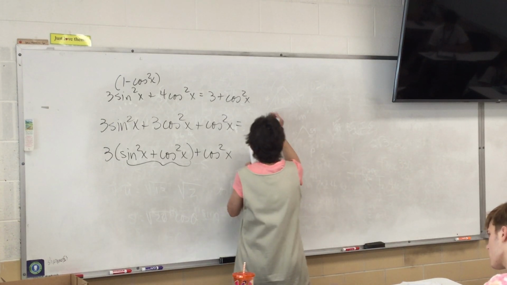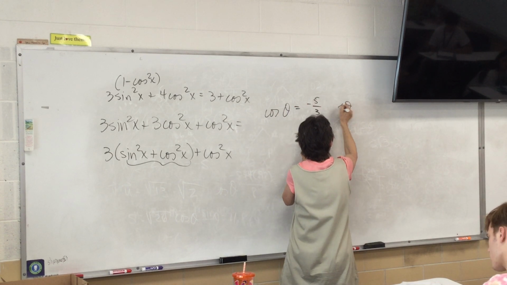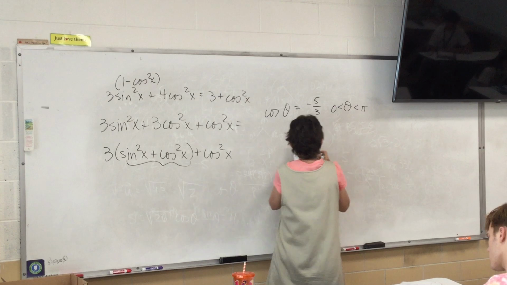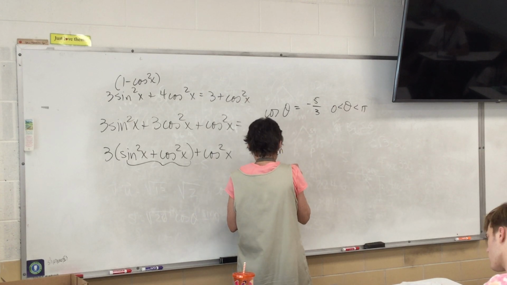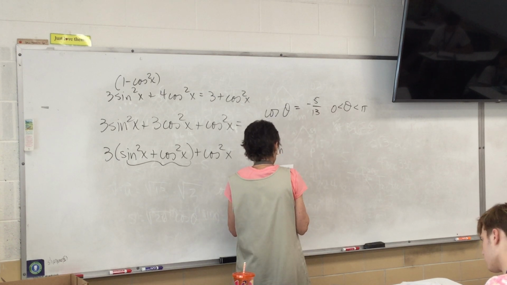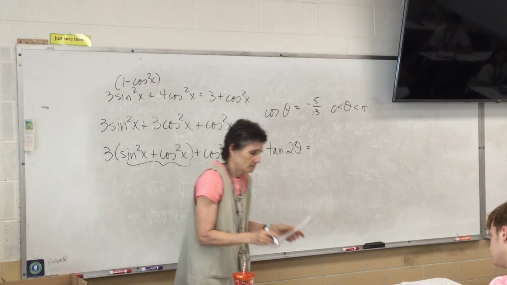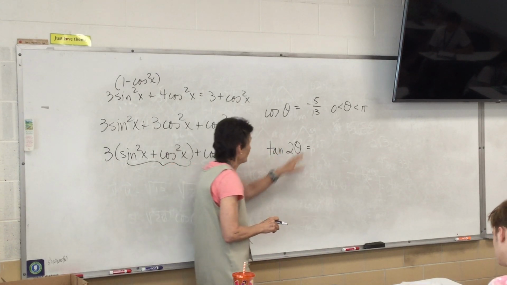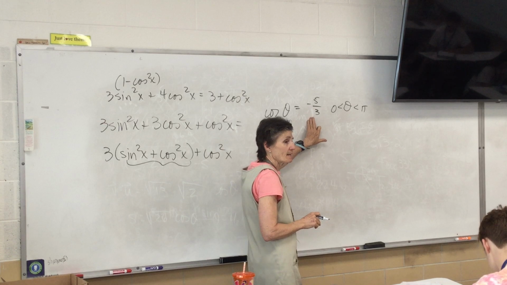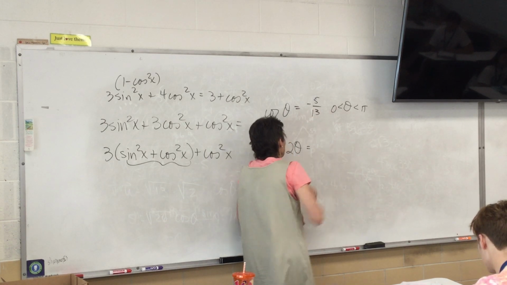So given that cosine is negative 5/13 and it's somewhere between 0 and pi, find the tangent of 2 theta. Oh, you said 13? No, 18, and then it's 5 over 13. Oh, yeah, 5/3 doesn't make sense. Why doesn't that make sense? Yeah, cosine has to be less than 1.